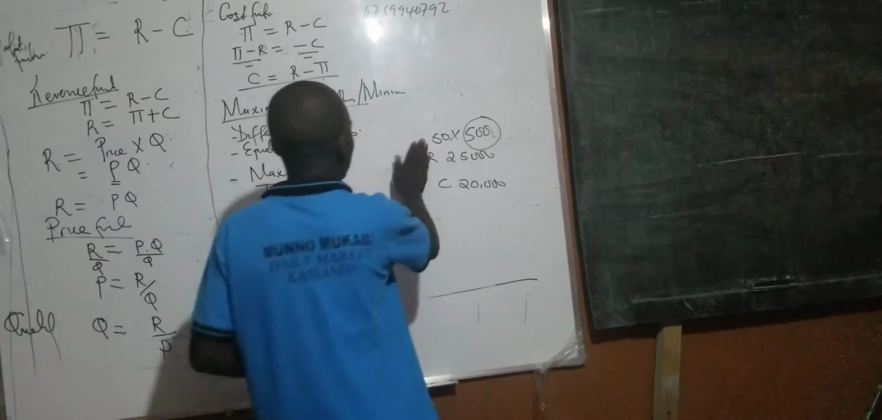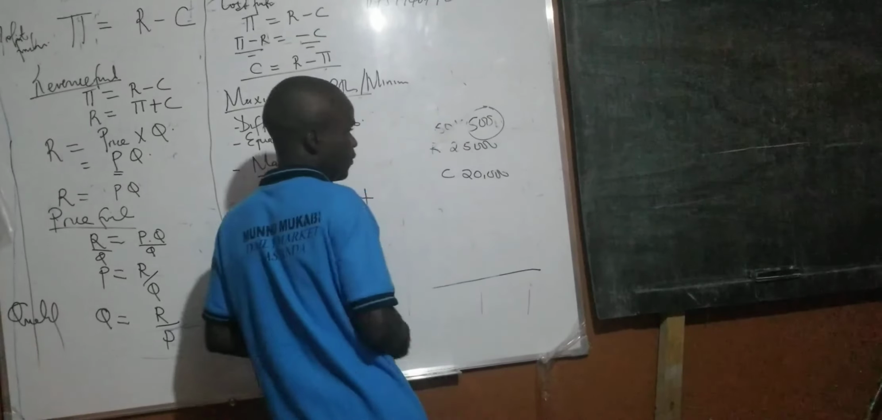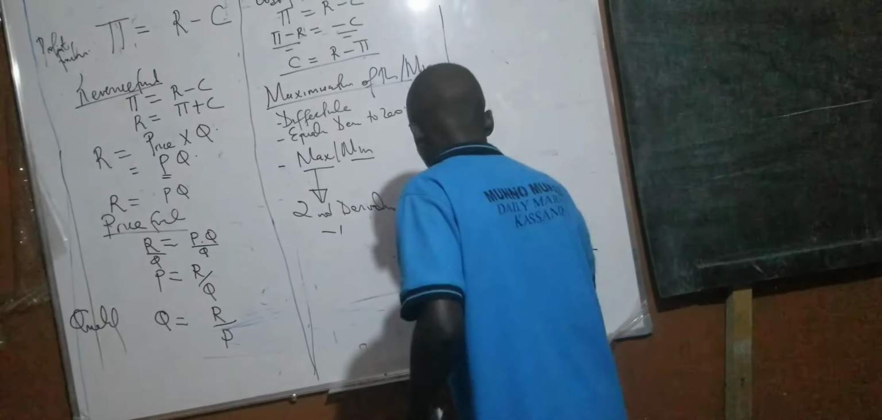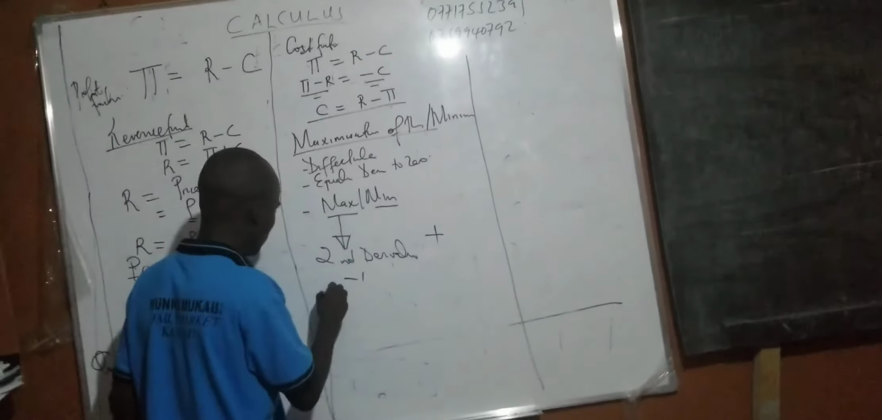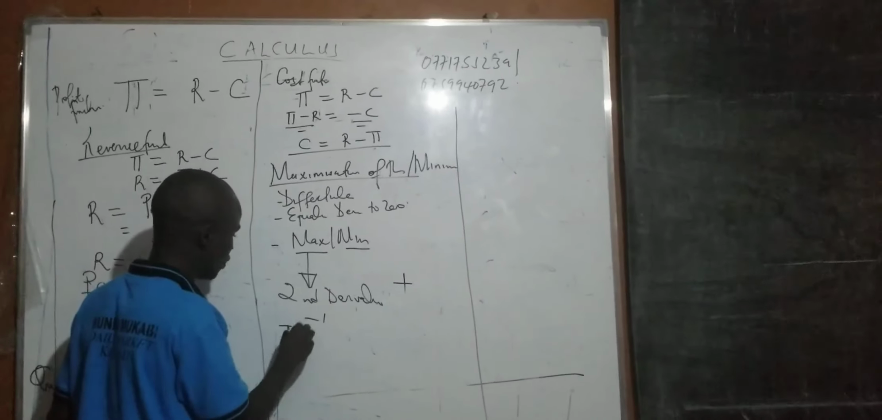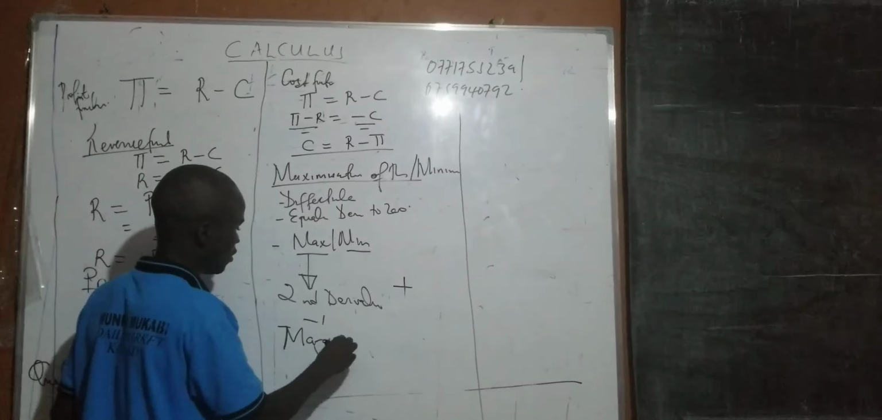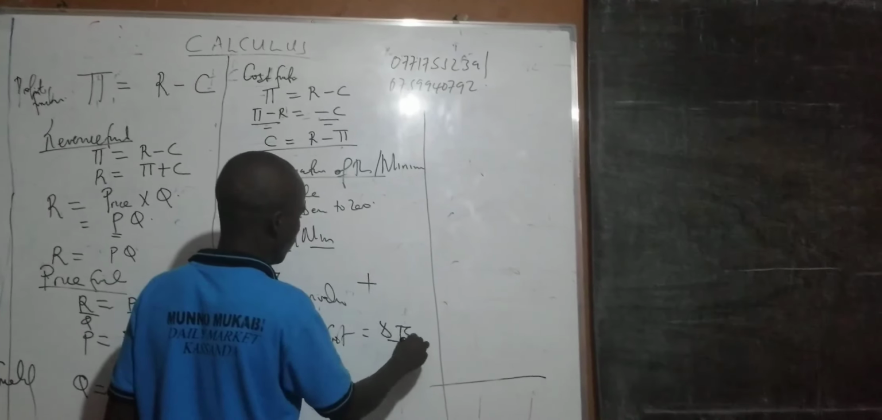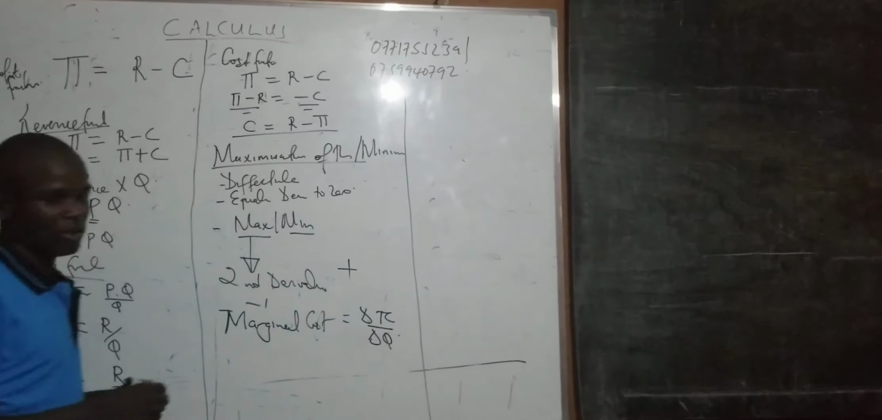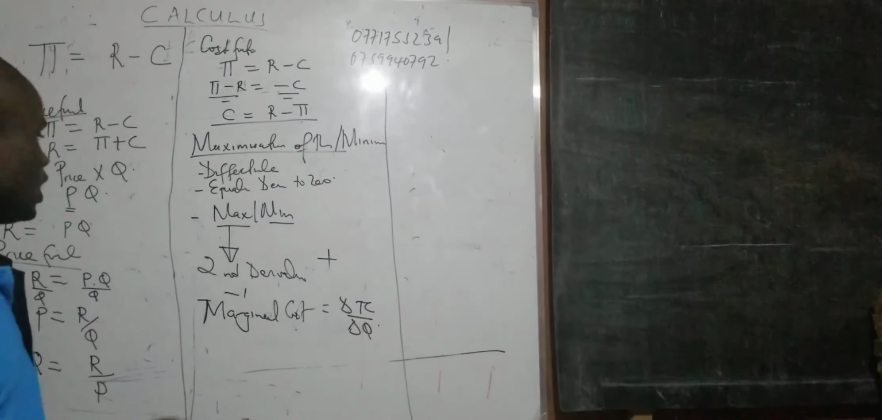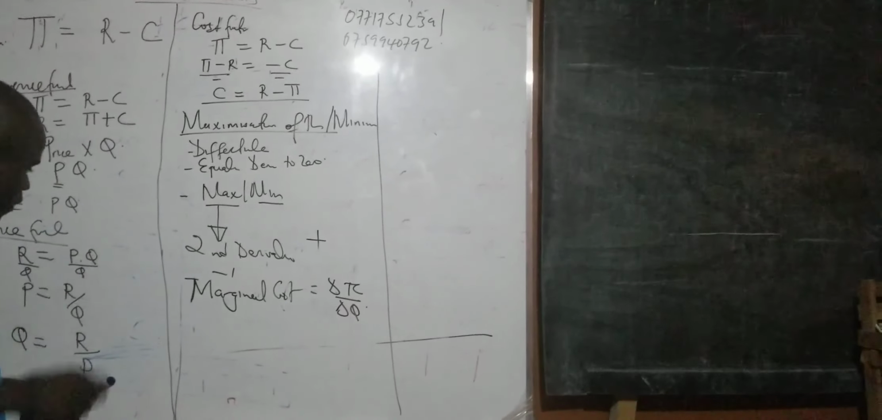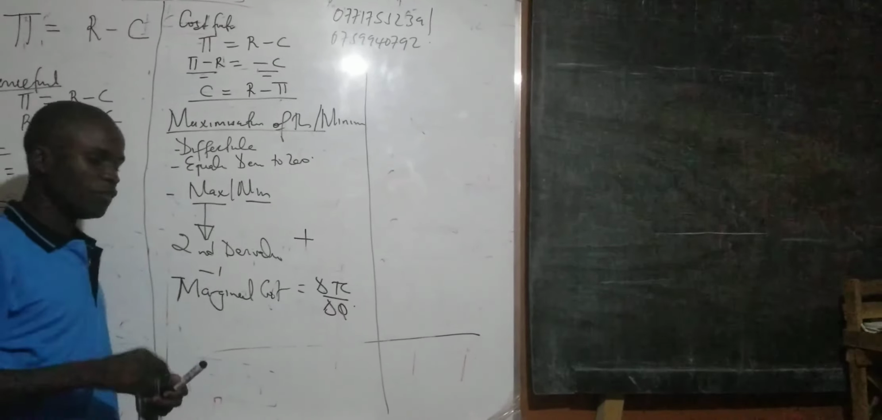Another thing I need to look at is the MCs, the marginal. Sometimes questions may ask you the marginal cost. Marginal cost equals change in total cost over change in quantity. In actual sense, if they tell you to find the marginal cost, it means differentiate the total cost function.